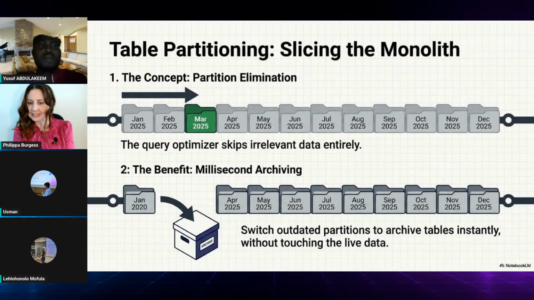So now we are going to be looking at the table partitioning, which this DP-800 also discussed, that is slicing the monolith. In this, the concept is that it eliminates partitioning. Then the query optimizer skips irrelevant data entirely. The benefit you're going to get is millisecond archiving. Then they switch outdated partitions to archive tables instantly without touching the live data.